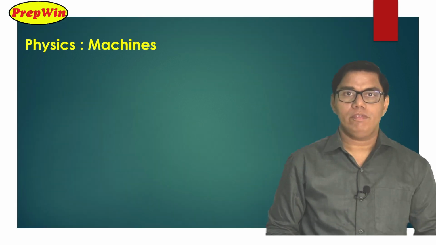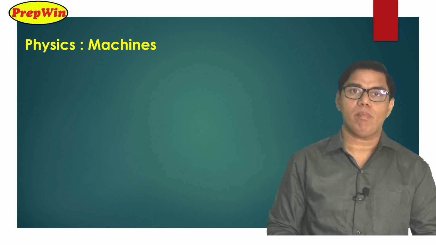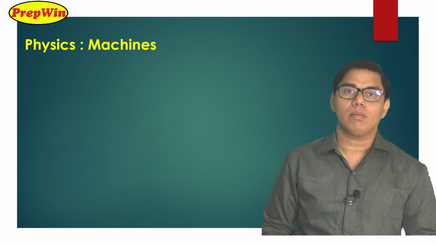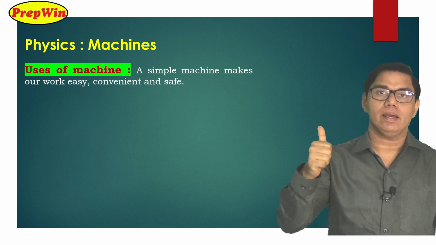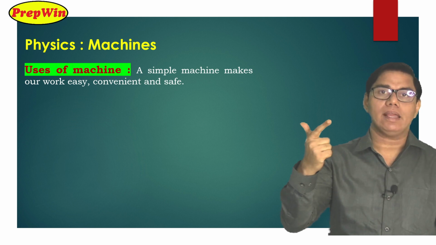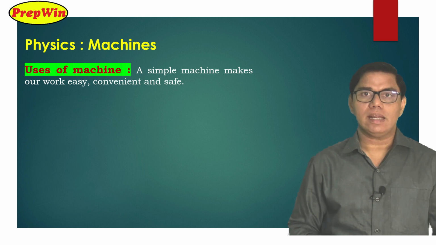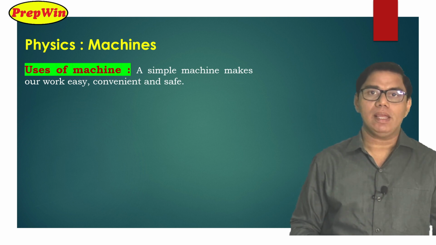So now we are going to study the uses of this simple machine. We have already studied that a machine is something which makes our work easy, convenient and safe. As per your textbook, there are 4 uses of the machine. Number 1, it can act like a force multiplier. Then it can also act like a speed multiplier. Third, it also helps to change the direction of the applied force. And finally, fourth, it helps in changing the point of application of force.